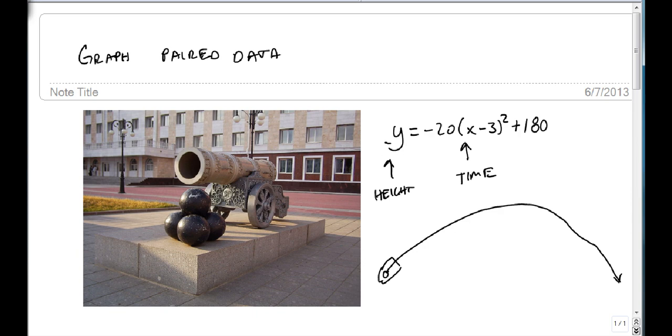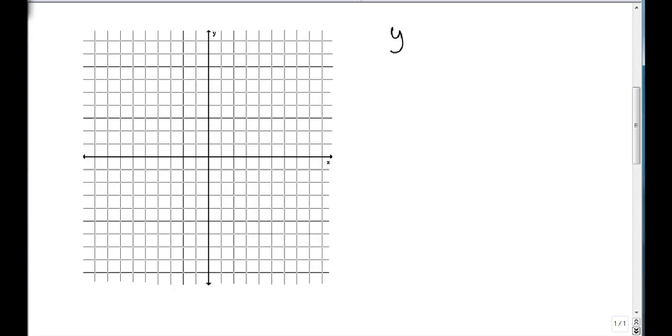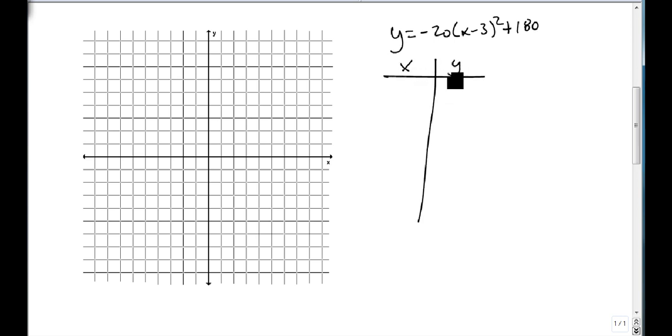And this equation right here, y equals minus 20 times the quantity x minus 3 squared plus 180, relates our time, x, to our height, y. So let's use this. Let's rewrite: y equals minus 20 times (x minus 3) squared plus 180. What we want to do is build some paired data. I've already arranged for this ahead of time, but you can double check this.